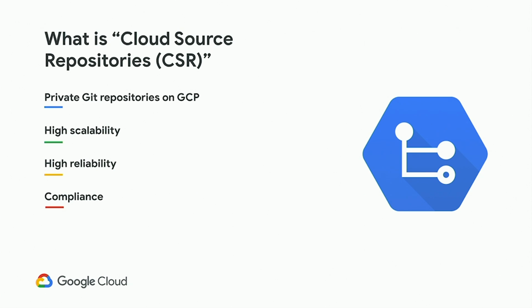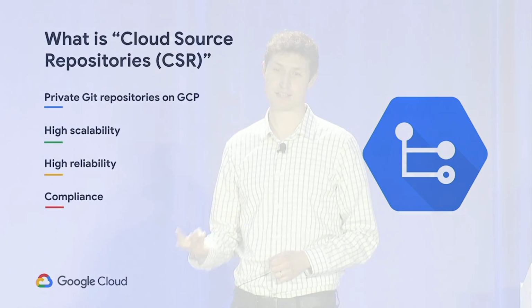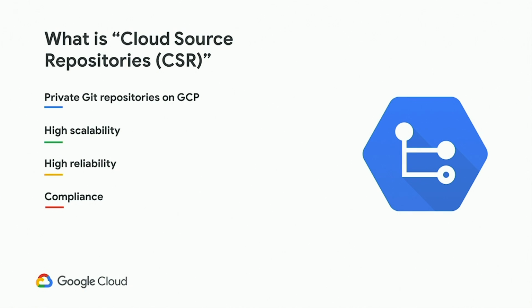There are three areas where Cloud Source Repositories really excels. First is with its high scalability. Google has invested in a highly scalable Git infrastructure for many years to support the needs of two of the largest Git projects that exist, Chromium and Android. Cloud Source Repositories uses that same highly scalable Git infrastructure, which means that you can host large files, large folders, large repositories, and do it all for many users with very low latency.